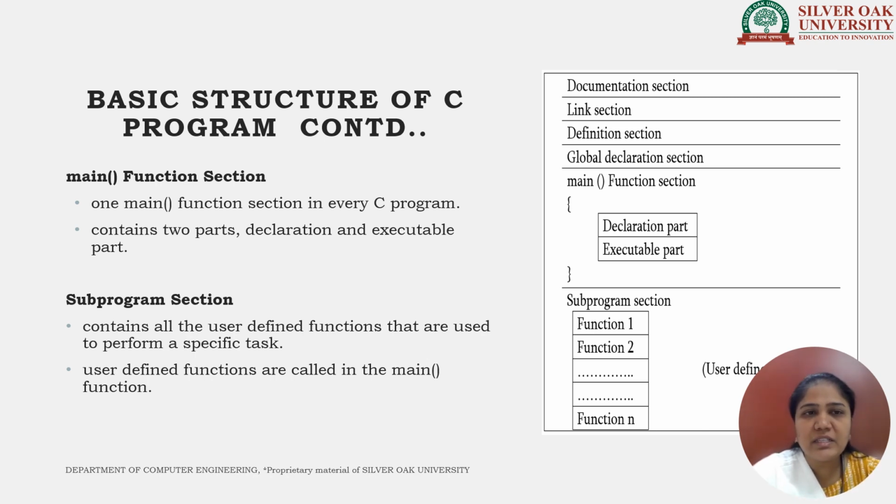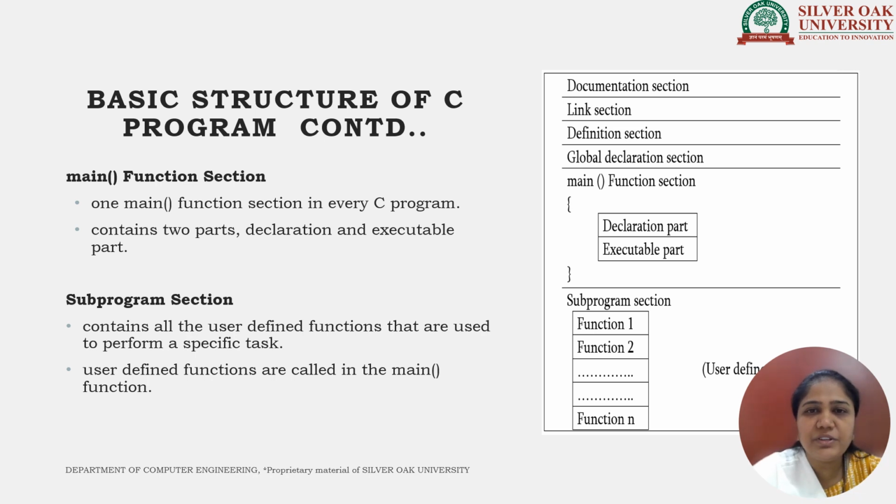So this is the basic structure of a C program. What are the main portions of any C program that we discussed over here? The documentation section is used to write the comments, the information about the program. The link section is used to link the inbuilt files, to use the inbuilt files in our code.